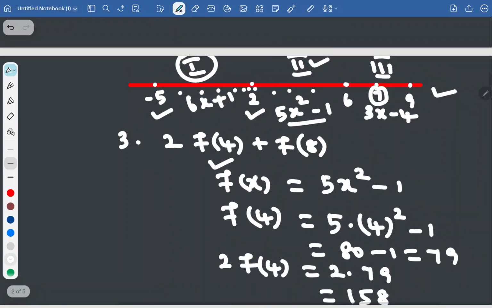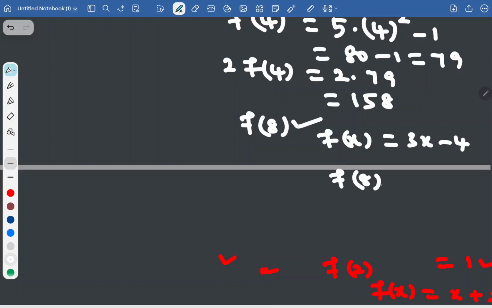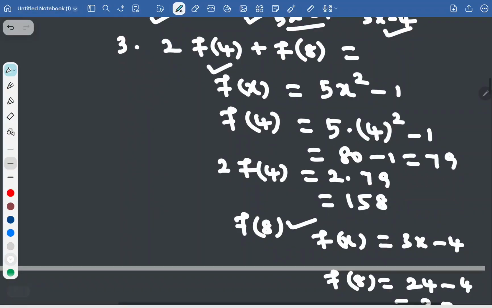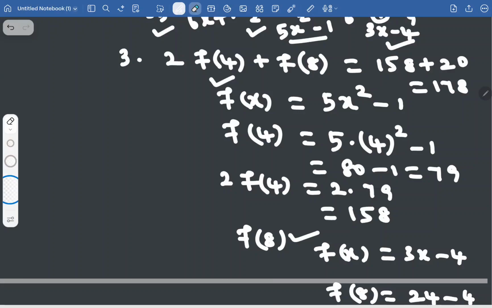Find f of 8 now. f of 8 means third interval because 8 lies in the interval 6 to 9. Here f of x is 3x minus 4. What is f of x for f of 8? 3x minus 4. Find f of 8. 3 into 8, 24 minus 4, 20. 2 times f of 4 is 158. f of 8 is 20. Answer is 178.